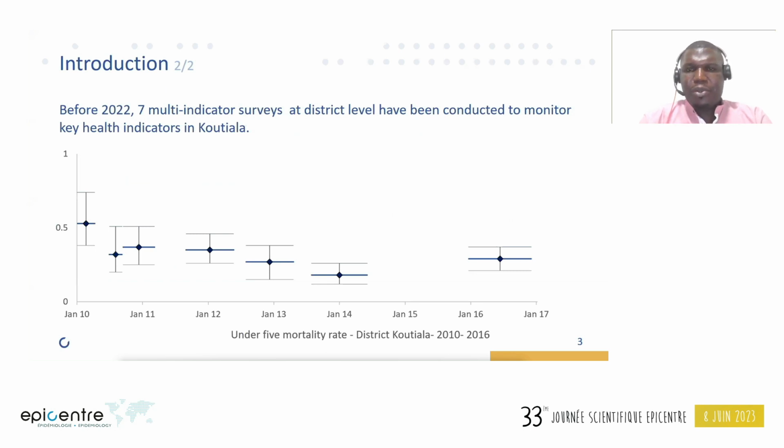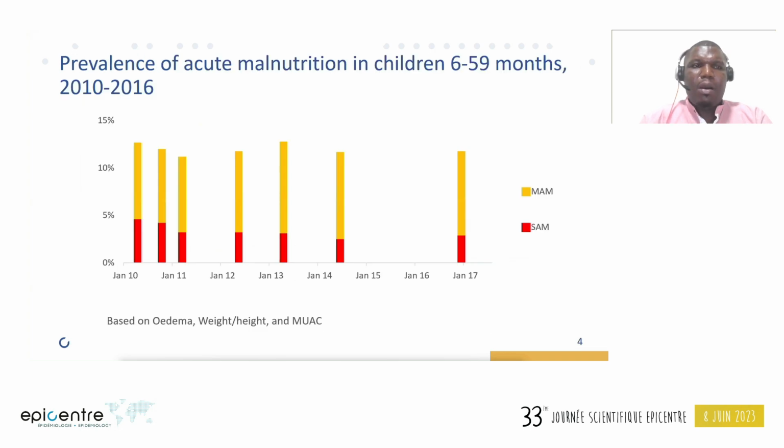Before 2022, 7 surveys were conducted in Koutiala to monitor key health indicators. The graph that you see on the screen shows the trend of under 5 mortality rate in the district according to the results of these surveys. It indicates clearly that under 5 mortality rate reduced steadily from 2010 to 2014. On the other hand, the situation of malnutrition was more or less the same throughout the period of time, according to the graph that you see on the screen.